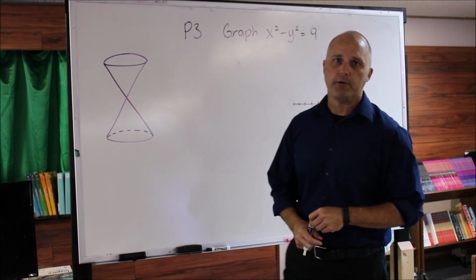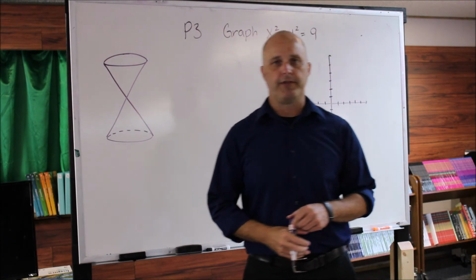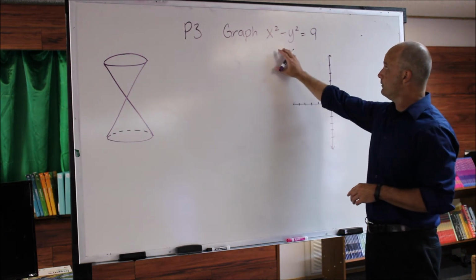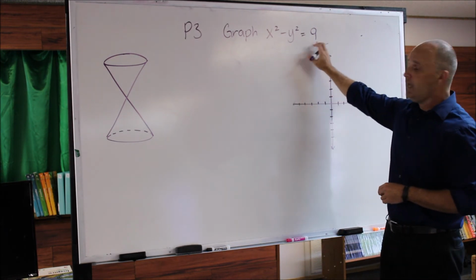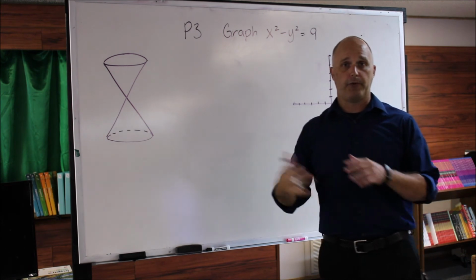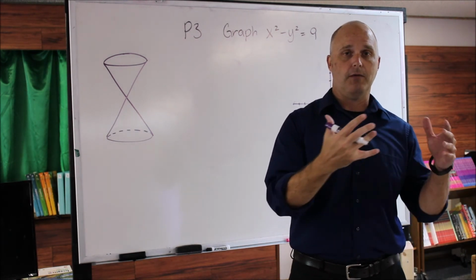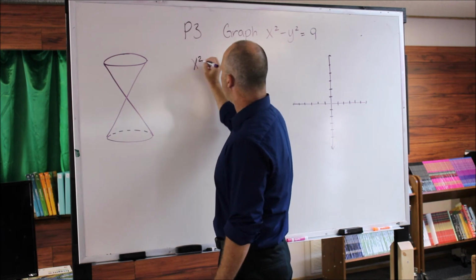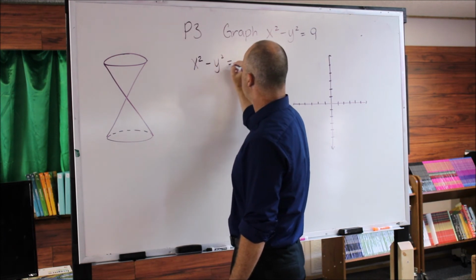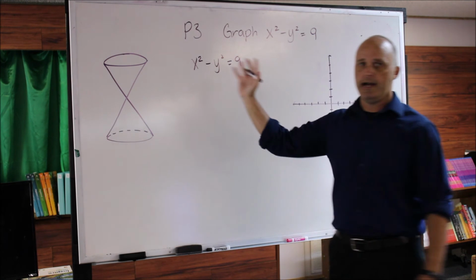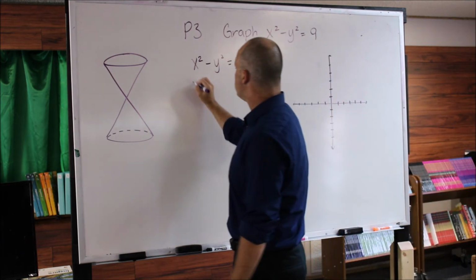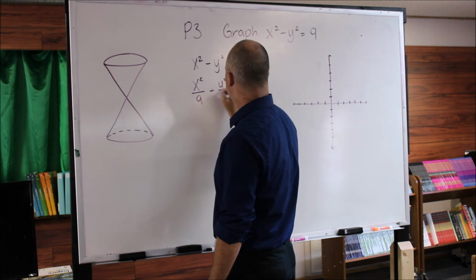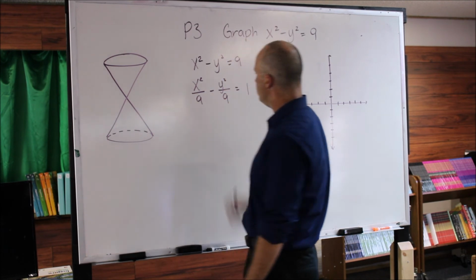For problem number 3, we're given an equation and we're asked to graph the hyperbola that results from it. So we're going to start with x squared minus y squared equals 9. And again, whatever's on the right side, we're going to make that become equal to 1. So to do that, I'm going to rewrite the original equation, x squared minus y squared equals 9, and divide everything by 9. So it's going to result in x squared over 9 minus y squared over 9 is equal to 1.